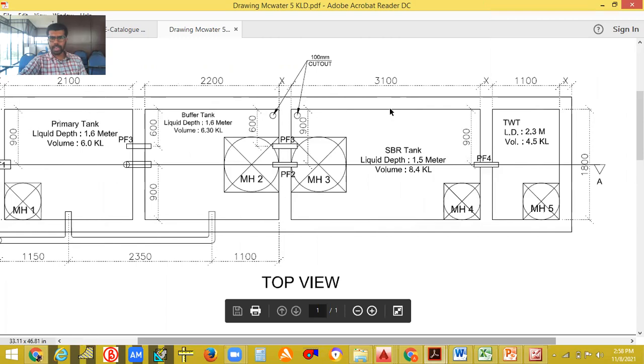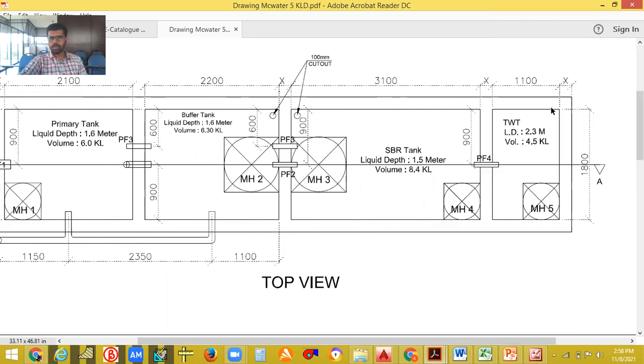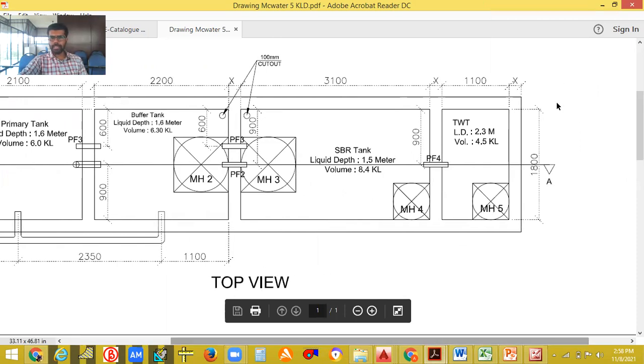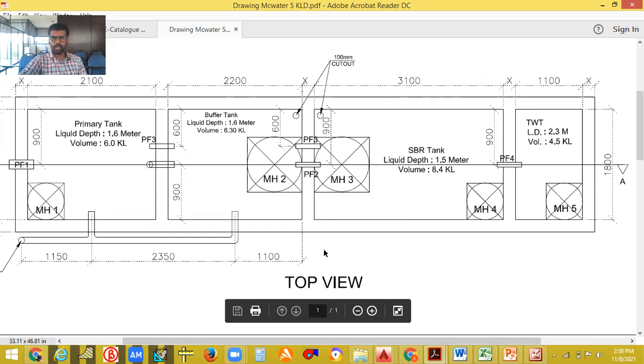This is also an SBR tank. Volume is given, and then finally it goes to the treated water tank. This is the plan view, and dimensions are given: 1.8 into 1.1, all in mm, then 3.1 meter, 2.2 meter, 900. These are pipes only.